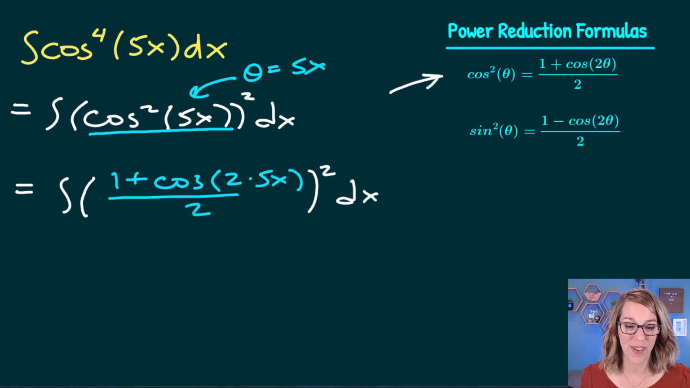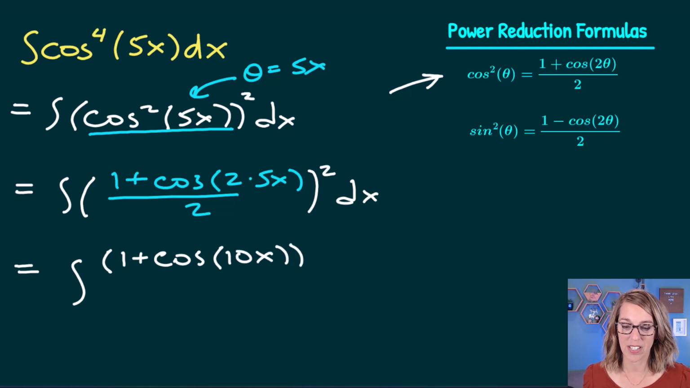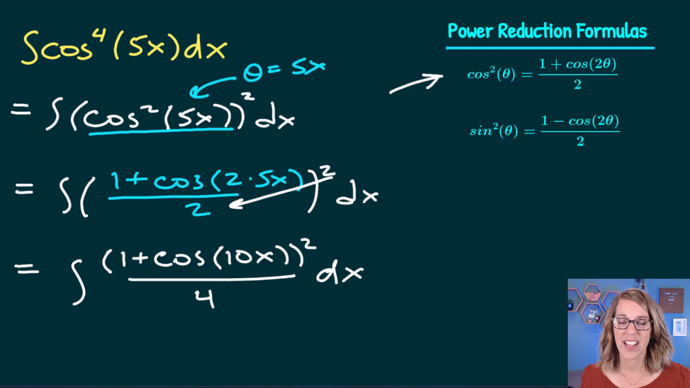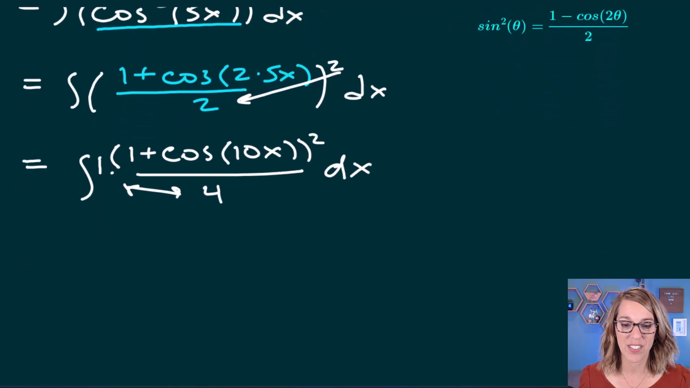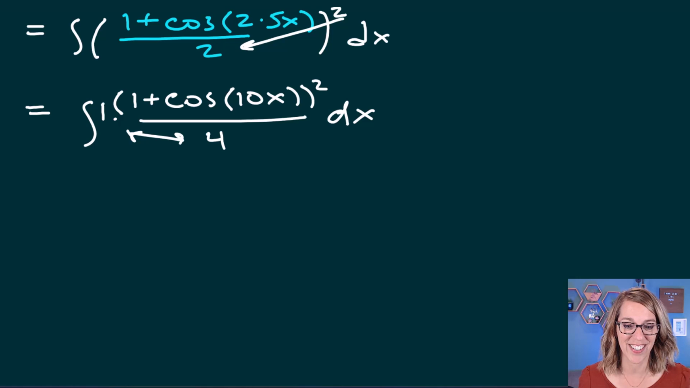Let's start simplifying this. In my numerator, I'm going to need to take that binomial, 1 plus cosine of 10x, and square that binomial. In the denominator, I'm squaring 2, so that becomes a 4, and this is a dx. As I continue to simplify, let's bring that 4 out in front and think of that really as a 1/4, and then we can square what I've got on the inside.